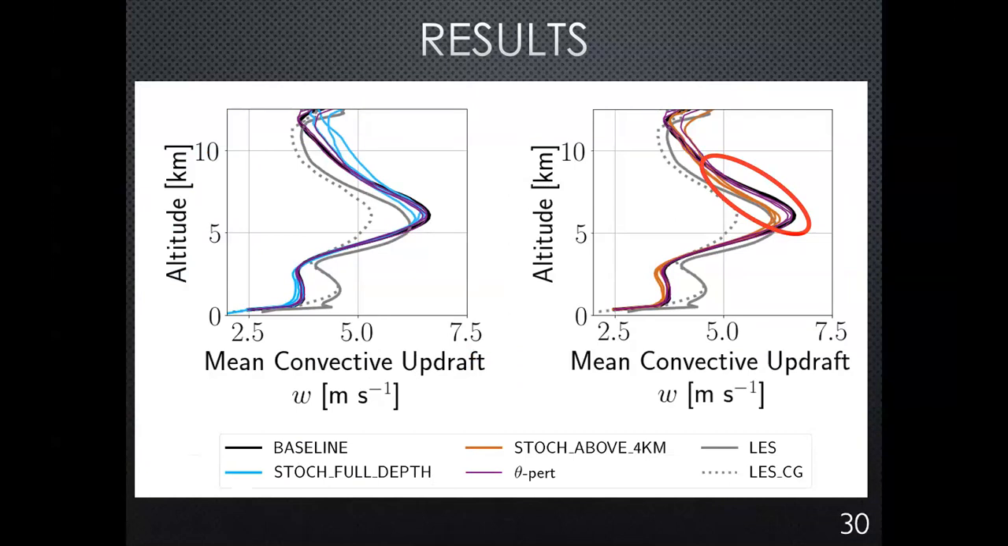So why do we get that mid-level reduction within the stochastic scheme, even when we control for the cold pool strength? To determine this, we perform a passive fluid tracer analysis.